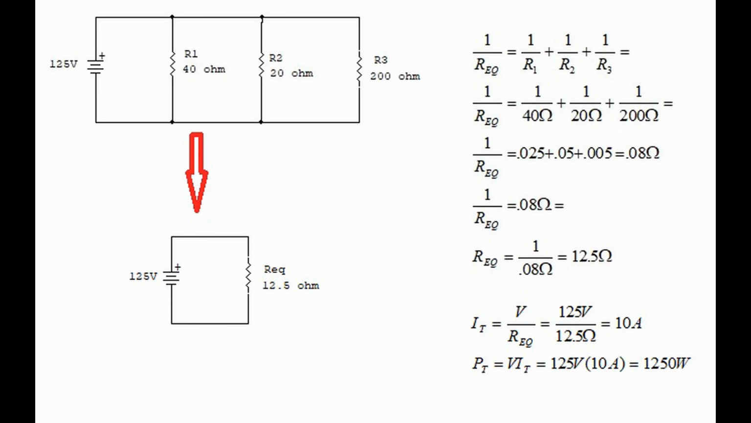As always, redraw the circuit so that you can do more calculations. So now we have 125 volts and then we have 12.5 ohms of resistance. Now it's easy to calculate the total current, which is 125 volts divided by 12.5 ohms, 10 amps. And then we can calculate power, which is V times I total. In other words, 125 volts times 10 amps, 1,250 watts.